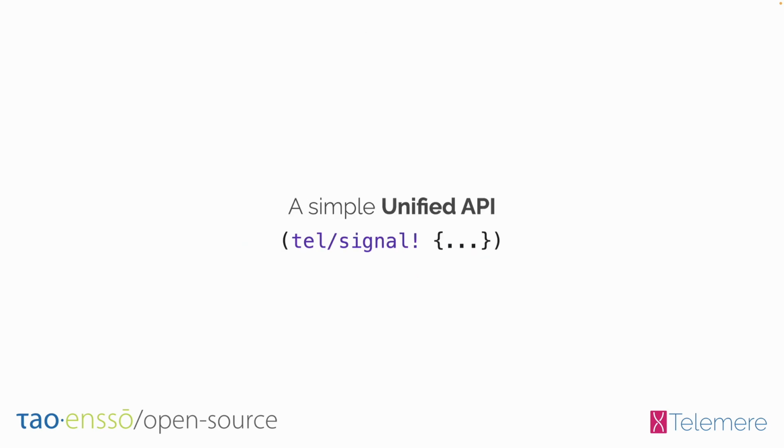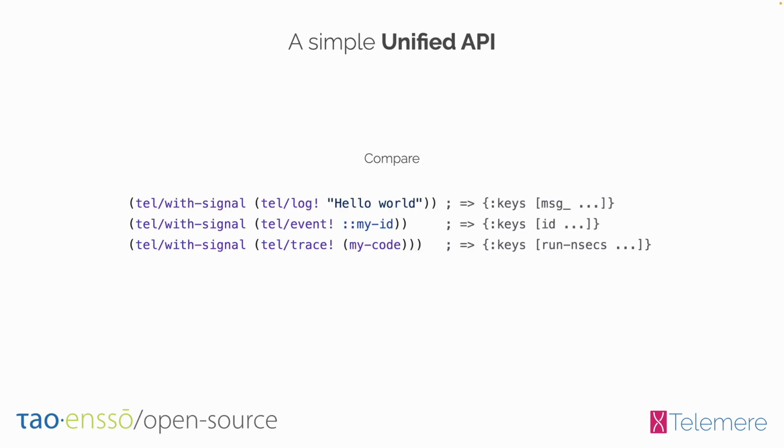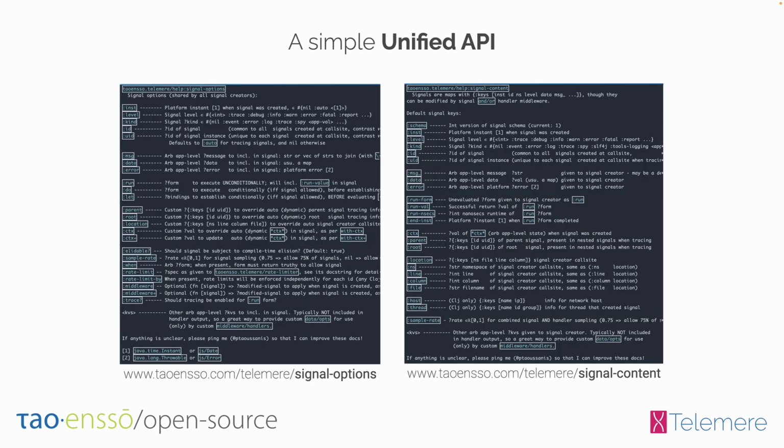You will notice a lot of similarities between the log, event, and trace macros that I've shown you. And the similarities are actually fundamental. Telemere does not make a hard distinction between traditional logs, structured logs, events, or traces. They are all just different kinds of signals. And a signal is just a Clojure or ClojureScript map, that is data, with certain keys that tell you something useful about your program's state or behavior. All signal kinds share the exact same set of possible options and content. These are documented in detail at daoenzo.com/telemere/signal-options or signal content.